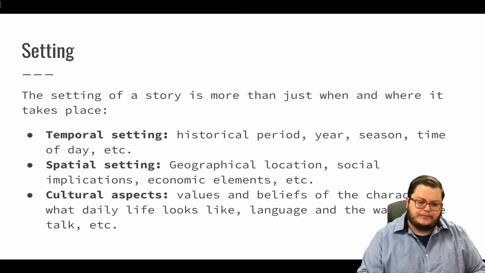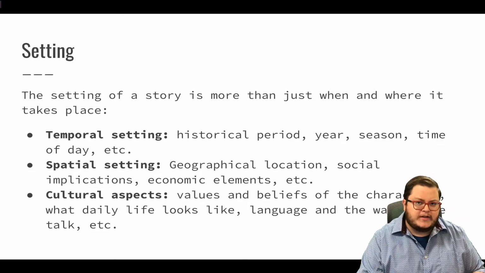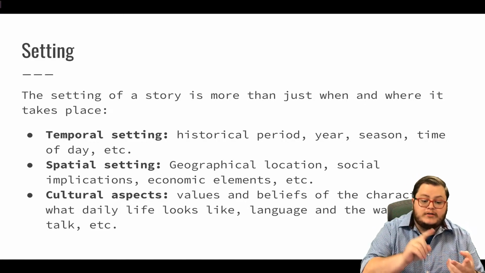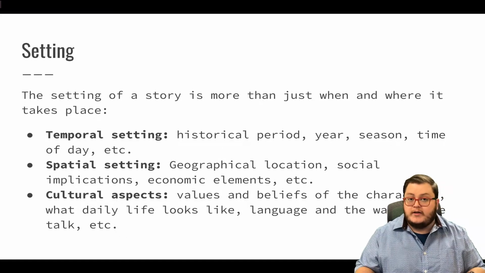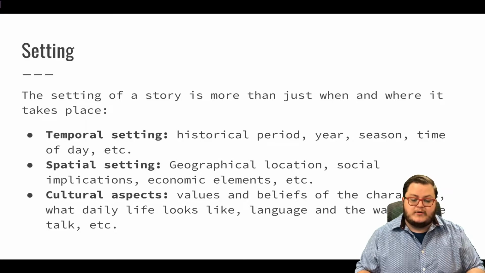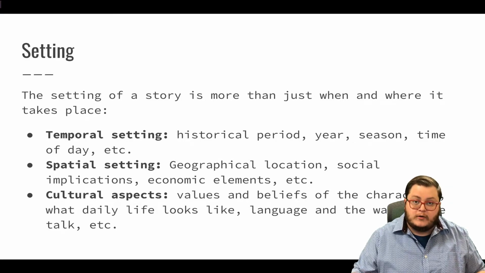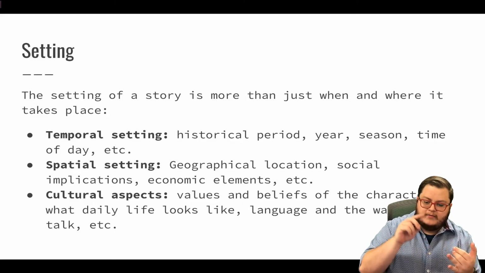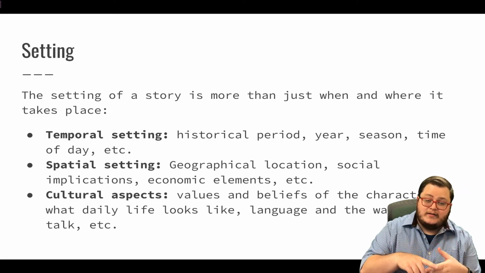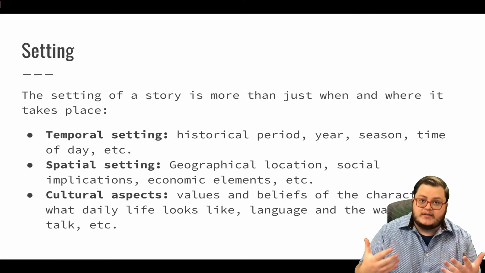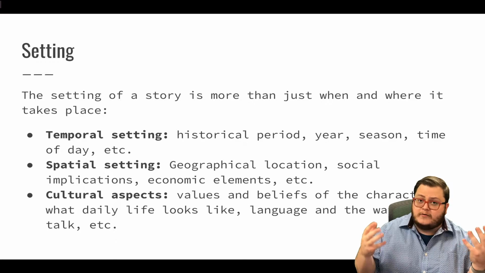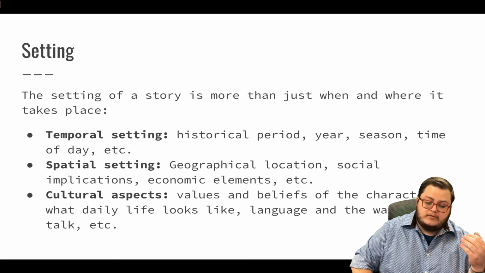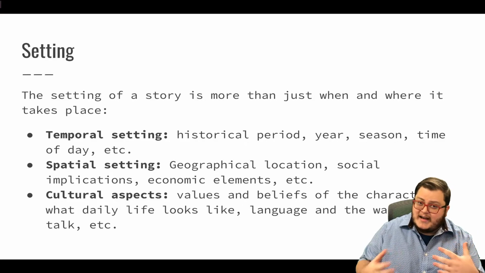And the list can go on. So the big thing that I want you to think of are the three types of setting: temporal, spatial, and cultural. Those things help develop literary characters, possibly. Again, it also depends on the story. But let's look at temporal, or time: historical period, year, season, time of day, etc. So temporal is time. Spatial is geographical or physical location. It also brings up social implications and economic elements, that kind of idea.